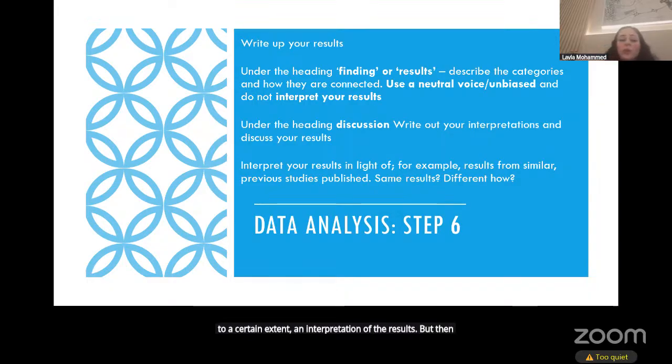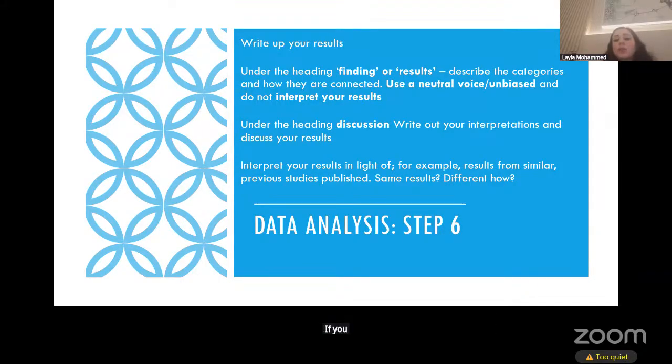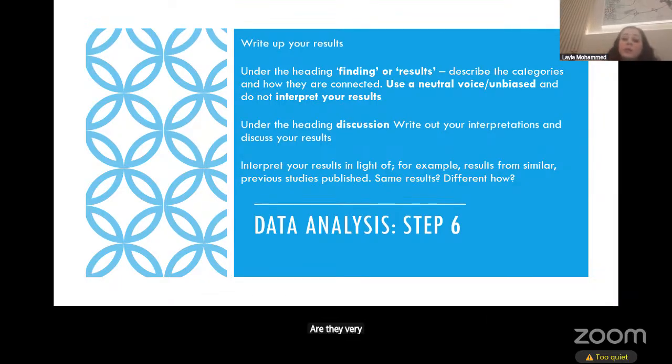Here you will write your findings, which is to a certain extent an interpretation of the results, but then depending on what your supervisor wants, you will also have a discussion chapter. Sometimes supervisors like results and discussion linked together, some prefer them separate. Whenever it comes to your discussion chapter, what are you doing here? You're interpreting your results in light of the literature. So are your findings similar to the previous studies? Are they very different? How and why? You should be linking your results to the literature.